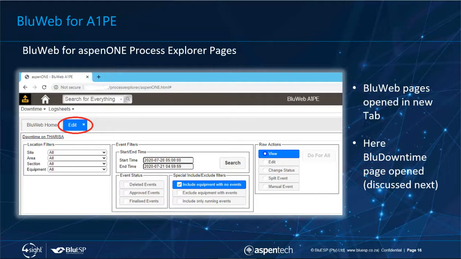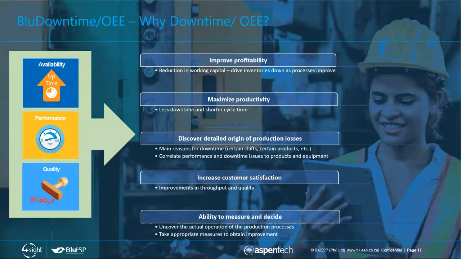And again, like we've done previously in this session, the question is why do we want to do downtime and OEE? Obviously, in the end, we want to improve profitability. We want to maximize productivity. And we can do that in a number of ways through the metrics we get out of downtime, which gives us availability, and then the OEE measurements, which include performance and quality.